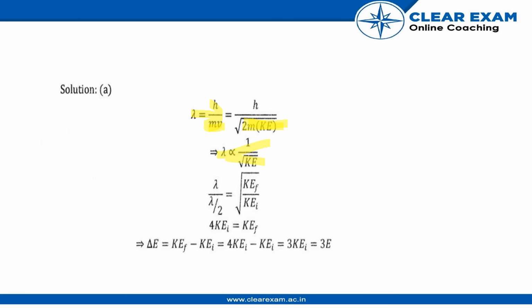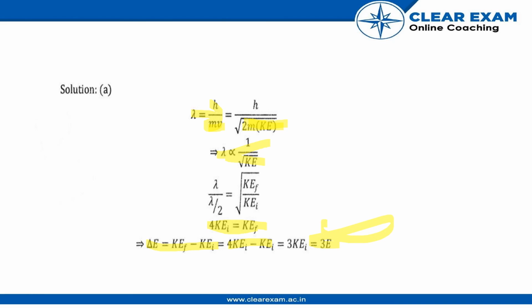So now let's see. Lambda upon lambda by 2 is equal to under root KE final by KE initial. So it becomes 4 KE initial is equal to KE final. So if you calculate delta E is equal to KE final minus KE initial, it will become 4 KE initial minus KE initial. So it will become 3 times E.